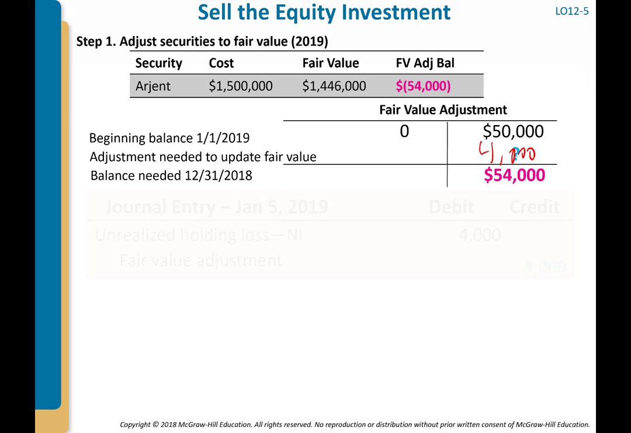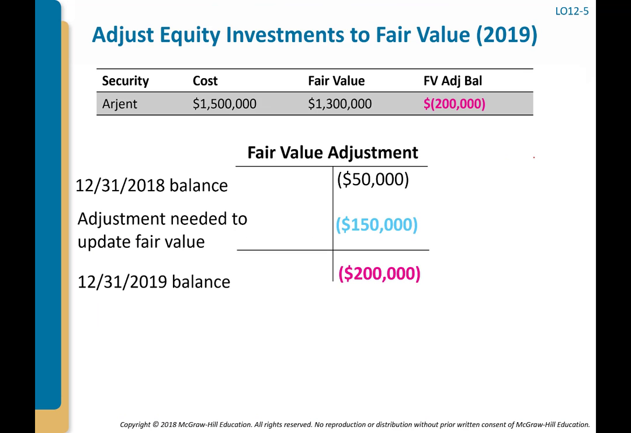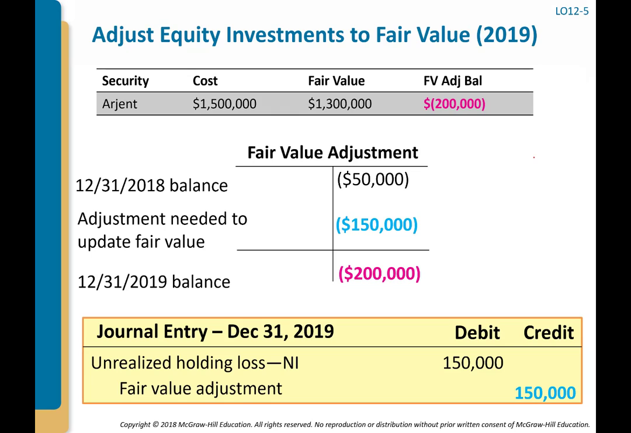Now, if you don't sell the stock, then you just look, and this is the way you do it every time. What's in the fair value adjustment? What do I need to get it to the correct balance? That's the amount that you'll take for the loss that period, and that's the amount that you'll credit to the fair value adjustment, right? In this second slide, these are mutually exclusive. They're simply assuming that they held the stock as opposed to sold it.